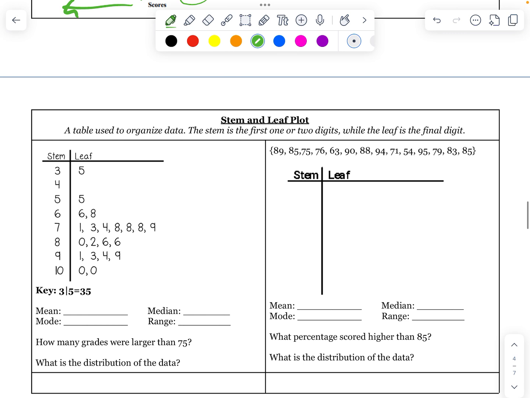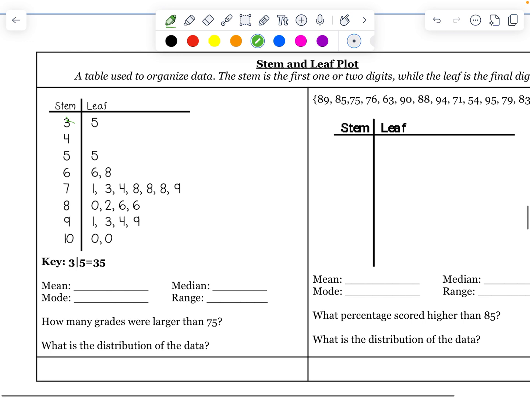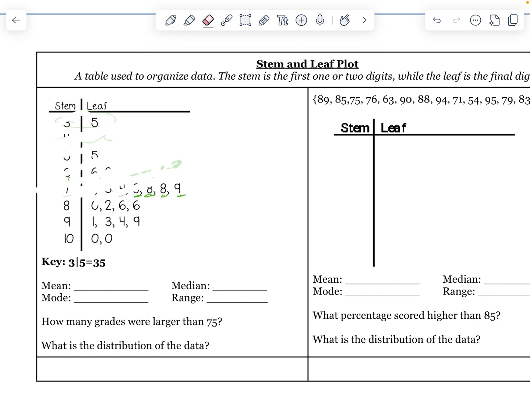Last one is a stem and leaf plot. The stem is the first digit, sometimes it's 2 digits, and the leaf is the final digit. So what this means is this is 35. There are no 40s, okay? 55, 66, 68. So the two numbers represented here are 66 and 68. These numbers are 71, 73, 74, 78, 78, 78, 79. Okay, do we see how to read this?